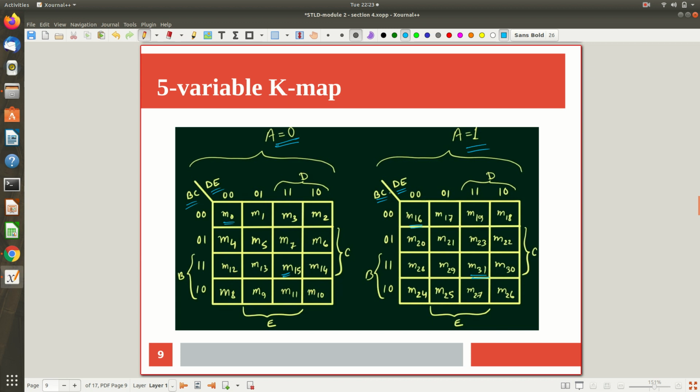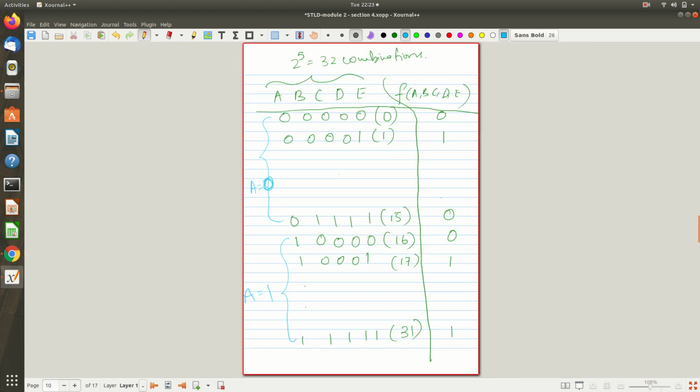And you know why I am numbering like this? Because this corresponds to the second half. A is equal to 1. So instead of 0, when A is equal to 1, it corresponds to 1 followed by 0000, that is 16, just like that. So, okay, now this min-term marking, everything is clear, I hope.